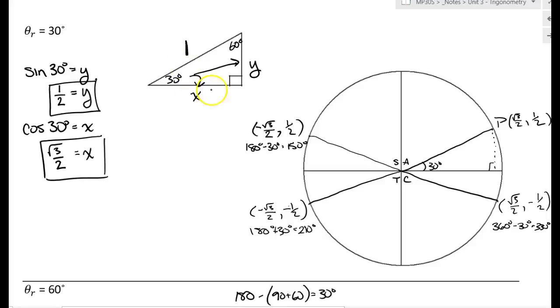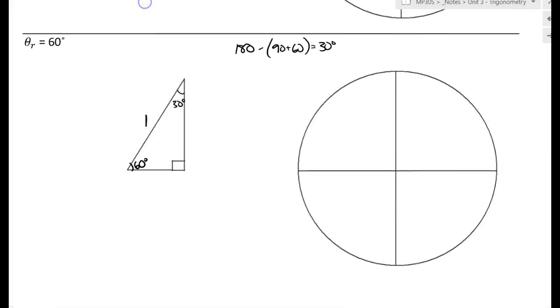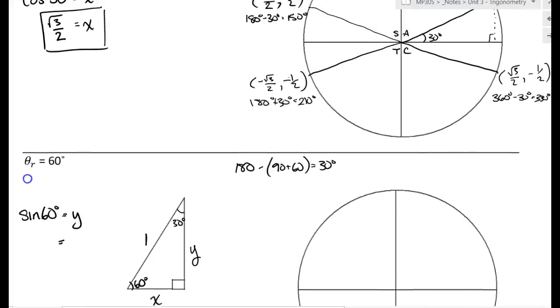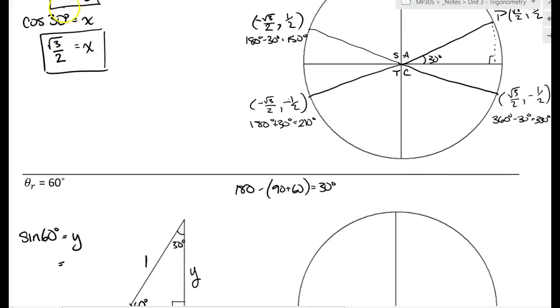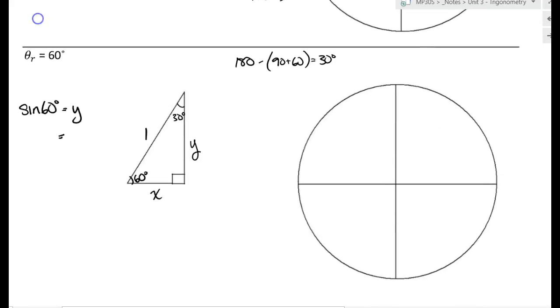So now instead of x being my long side and y being my short side, we have x is the short side and y is the long side, but the values are actually equal. Now, if you don't believe me, you can always check and punch in sine of 60 degrees equals y, and punch that into your calculator. You will get the same decimal value that you did for cosine 30. And so I'm going to represent that with my root 3 over 2.